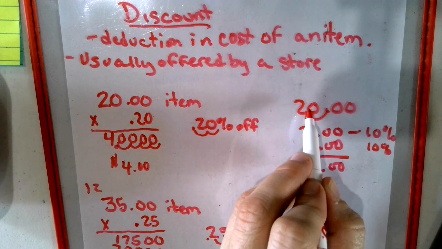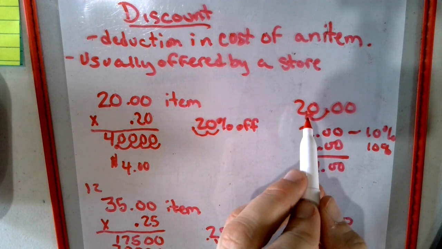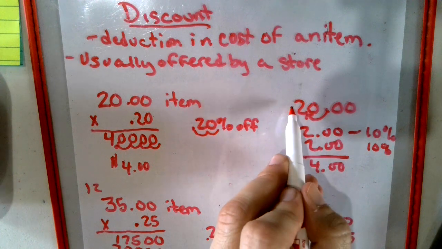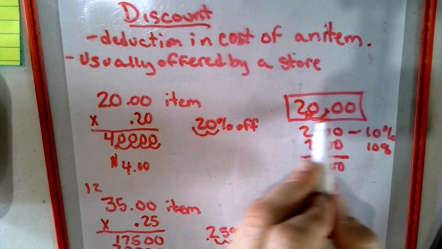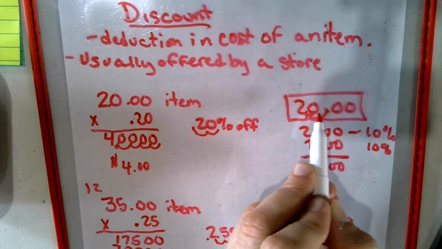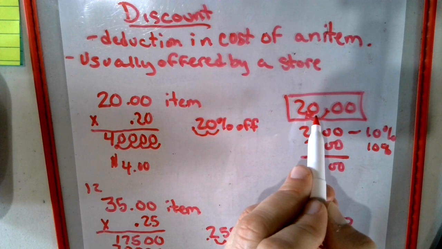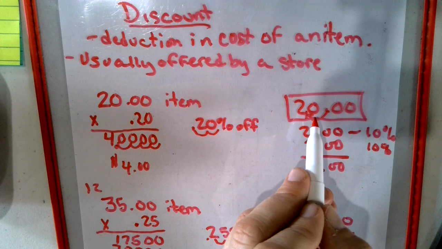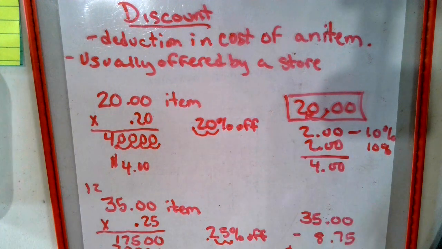We can do that in our head. We shift over the decimal point one spot. So if the tag on the item was $20, in your head you jump it over and say, oh, it's $2. And that's 10%. So 20% would be $4, 30% would be $6, so on and so forth. That's an easy way to do that.